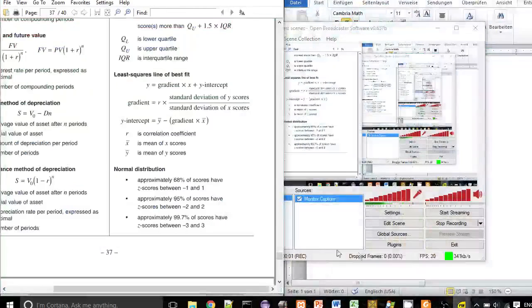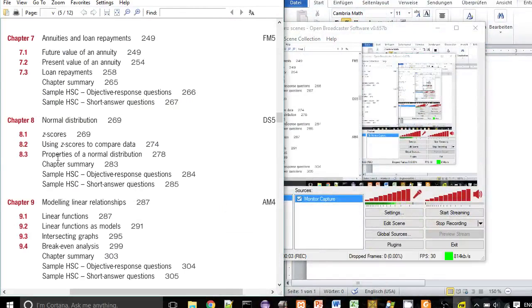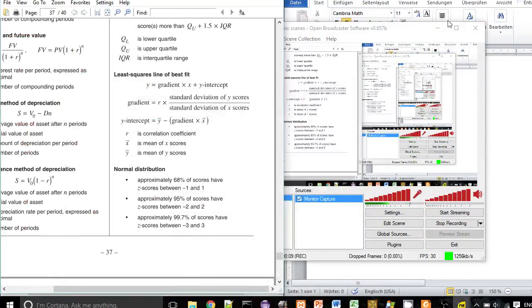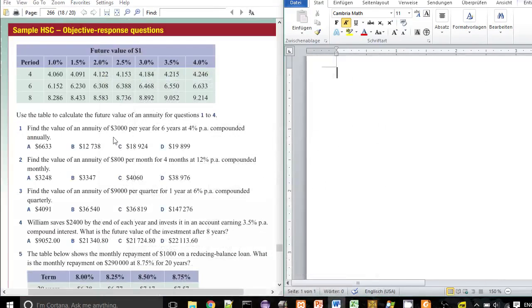Okay, let's see. So, whoops, that's the formula sheet. Annuities and loan repayments. Okay, so this was in one of your tests recently. I forget exactly when. Anyway, I'm going to just go through some questions. Hopefully it will help you.